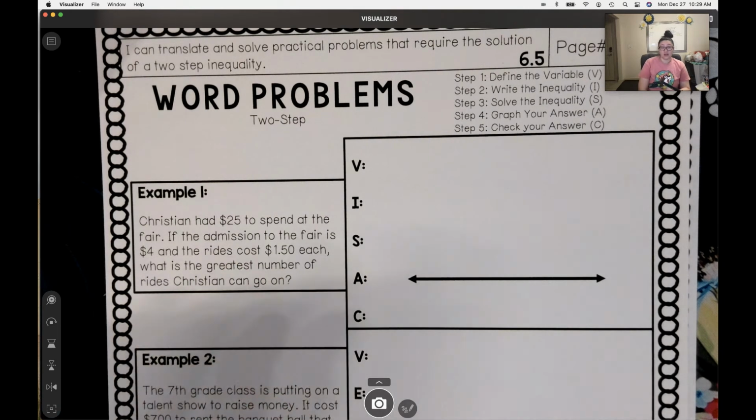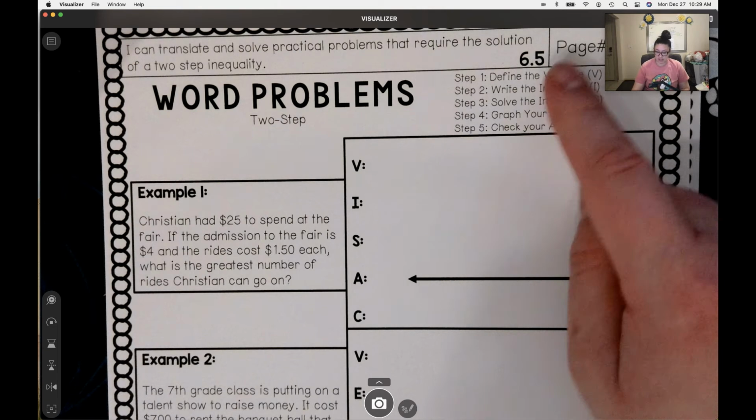So let's go through. We're going to do 2 examples together, and then we're going to have you try one on your own. Example 1 says Christian had $25 to spend at the fair. If the admission to the fair is $4 and the rides cost $1.50 each, what is the greatest number of rides Christian can go on?